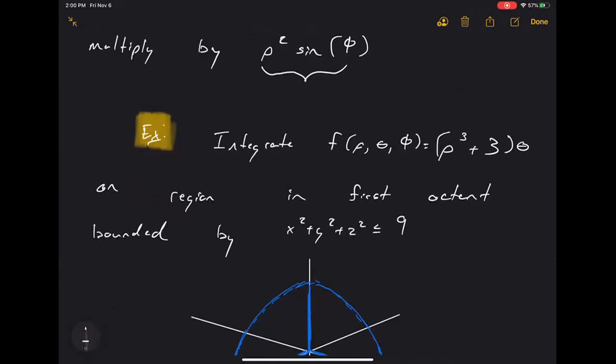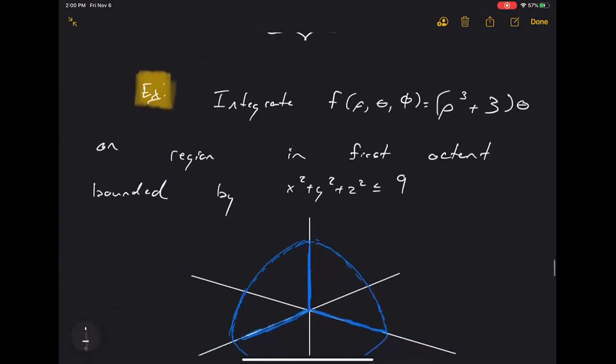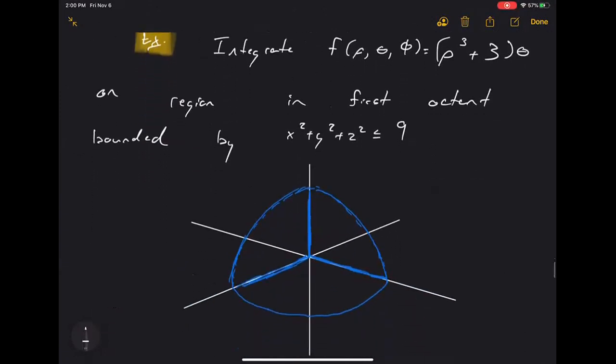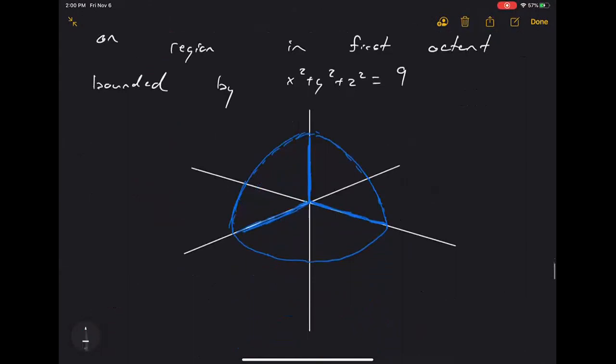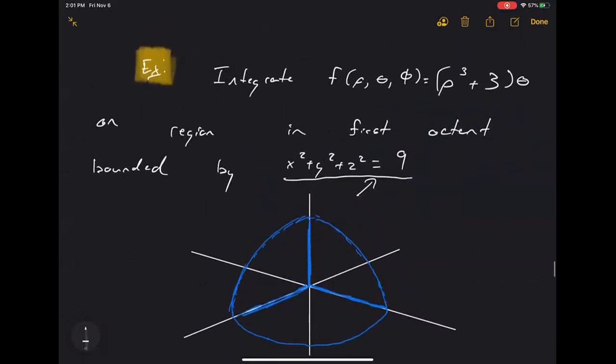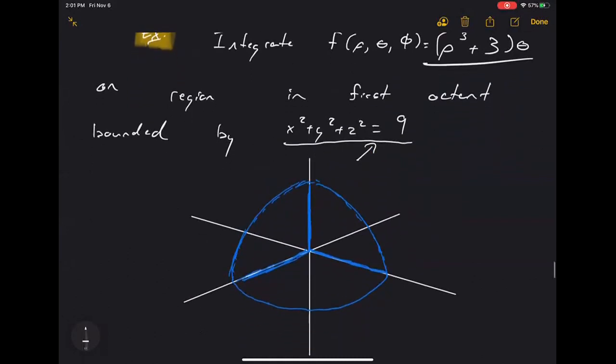Okay, so let's see an example. Integrate rho cubed plus 3 times theta on the region in the first octant bounded by this sphere, x squared plus y squared plus z squared equals 9. What does this mean? First octant is this part of the 3D space. And x squared plus y squared plus z squared equals 9 is the sphere with radius 3. So inside the sphere in the first octant gives me this blue shape. It's basically 1/8 of a sphere. I want to integrate this function on this blue region here.